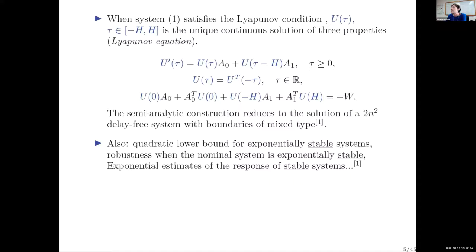We are in linear systems, time invariant, so it's the same, okay? It was proved by Kharitonov that by completing this functional V0 with an appropriate term, if the system is stable, the functional admits a quadratic lower bound. Other results were possible. Some robustness results with respect to delay and so on were given when the nominal system is exponentially stable. Also, exponential estimates of the response were given for stable systems.